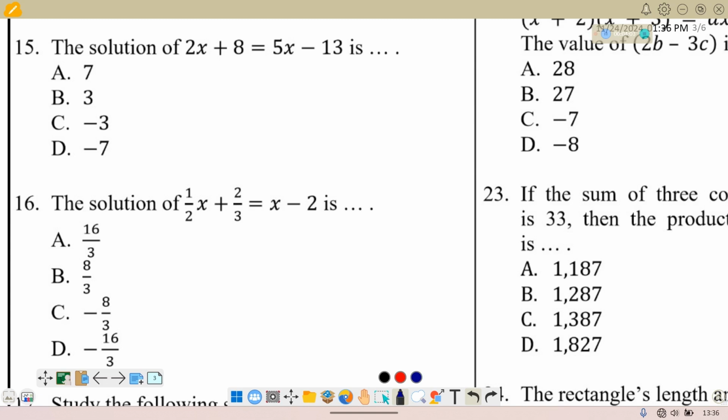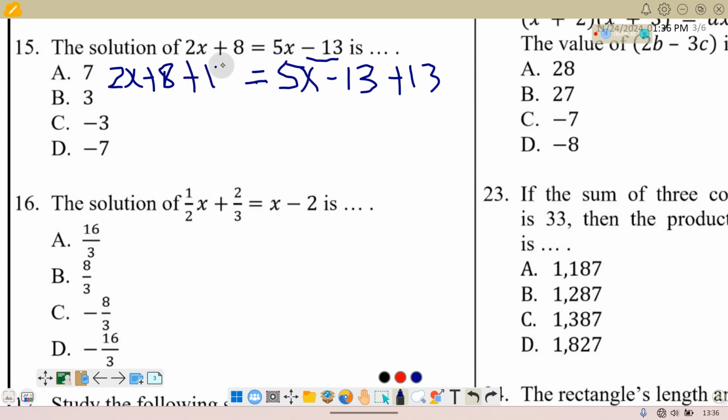The solution of 2x plus 8 equals 5x minus 13. Let's try to cancel negative 13 first. So we're going to make it like this: 5x minus 13 plus 13, and then here we have 2x plus 8 plus 13. So we can cancel this one. The remaining is 5x. And then here we have 2x plus 21.